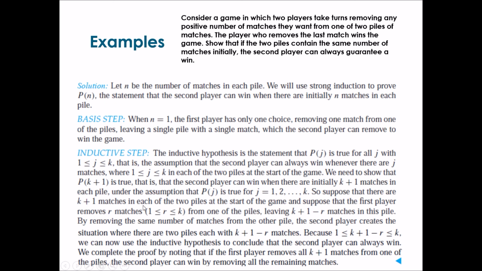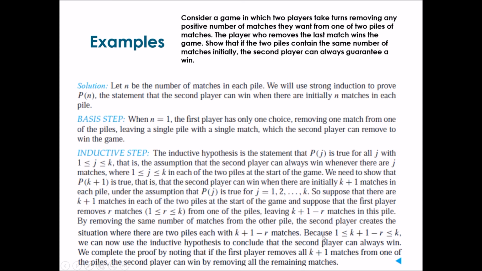So under this assumption that Pj is true for j equal to 1 to k, suppose that there are k plus 1 matches in each of the two piles at the start of the game, and suppose that the first player removes r matches in the first turn, leaving k plus 1 minus r matches in the pile. So by removing the same number of matches from the other pile, the second player creates the situation where there are two piles, each with k plus 1 minus r matches.